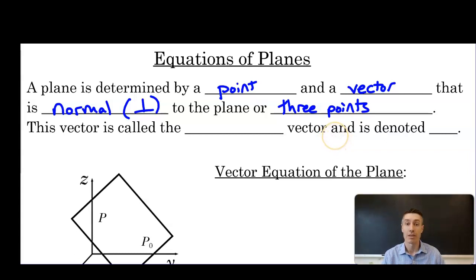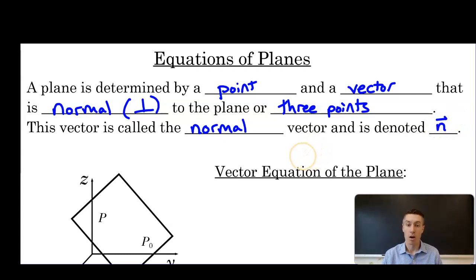So the way they present the information to us will change from problem to problem, but we need to isolate the information we need based on what's given, and then we can use that information to write the equation of a plane. And ultimately that information is a point and a vector that is normal to the plane. Now this vector is called the normal vector and is denoted with an n.